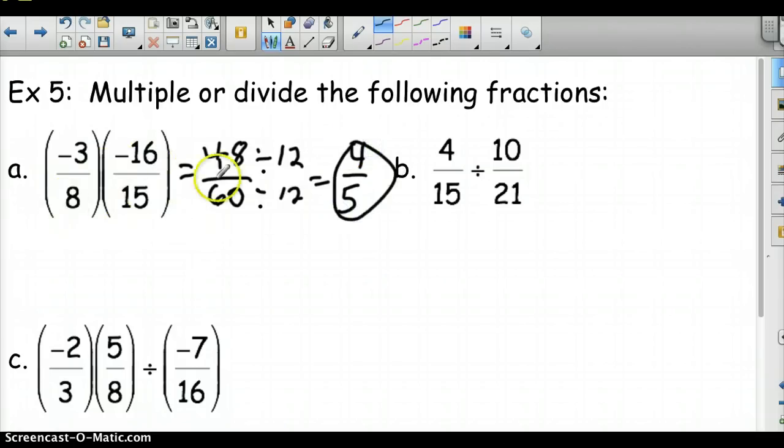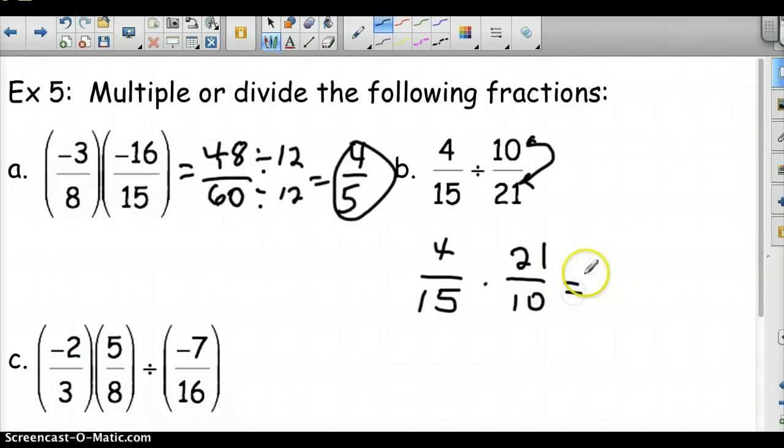It is possible to do cross cancellation as well. I'm not going to show that here, but if you're interested in cross cancellation, let me know. I can show you that trick. 4/5 is the answer there. We're dividing by fractions here, so I will flip the second one. It's always the reciprocal of the second one and multiply. So that's how we divide by fractions. We multiply by the reciprocal.